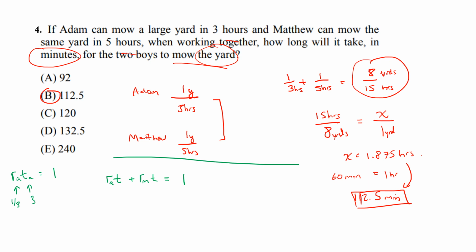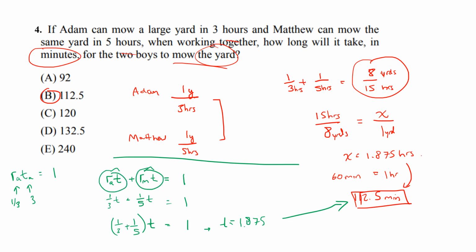So if we write it in this form, we can actually get 1/3 T. That's the time they're going to spend together now, okay? How much time are they spending together? Plus 1/5, that's Matthew's rate, times T. It's a rate times time should equal 1 yard, okay? And now it's basically the same thing we just did before. It's this times the time equals 1, okay? And when you solve that, you will also find the time in hours, in this case, is 1.875, and you do the same conversion to get to 112.5. So this is just a different way of notating it, this R times T, R times T.